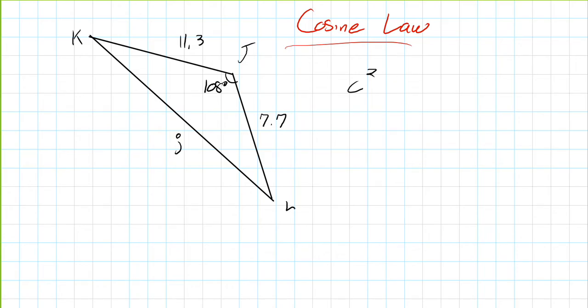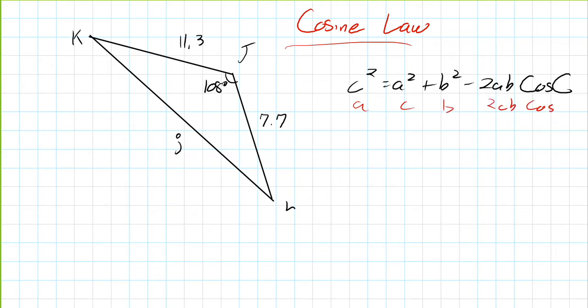In a general equation, c squared is equal to a squared plus b squared minus 2ab cos C, and that means angle C. Sometimes they'll do the exact same thing, but they'll switch this up with c, so it becomes 2cb cos A. There's another version that looks like this, which is a squared plus c squared minus 2ac cos B.